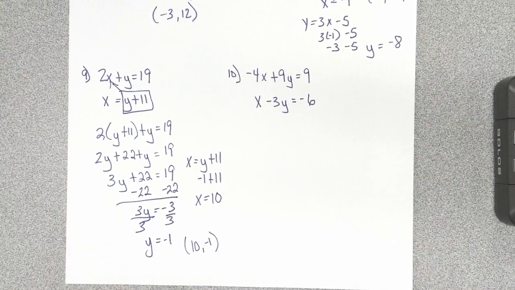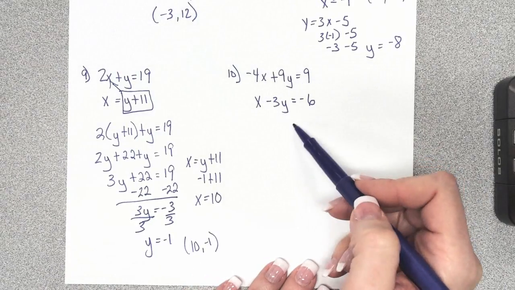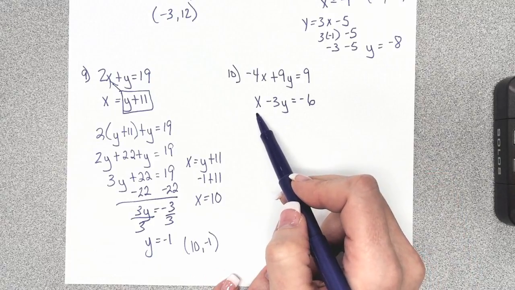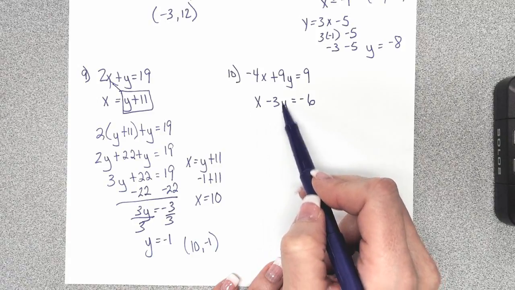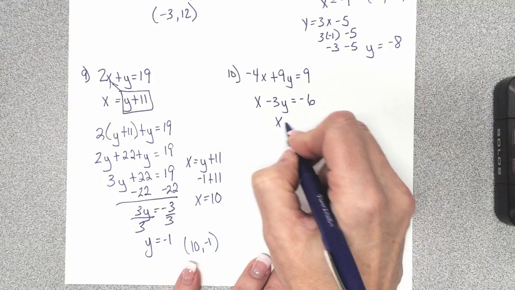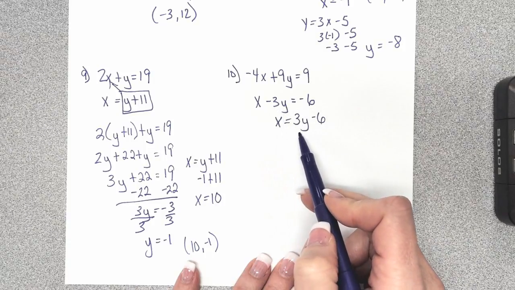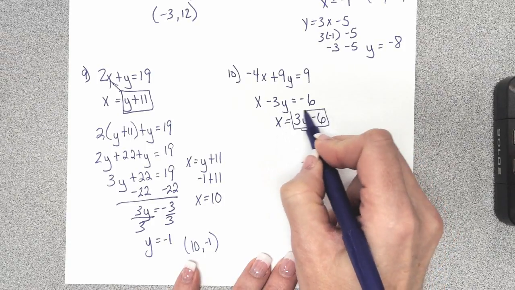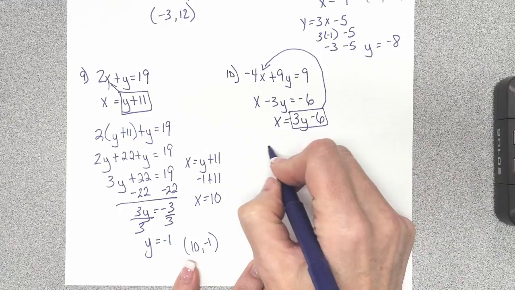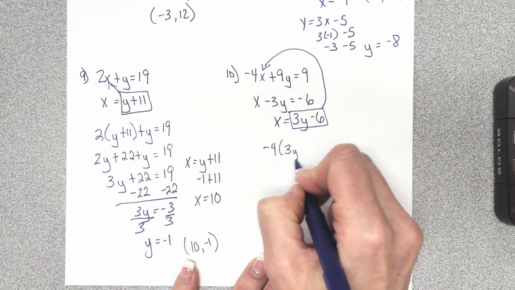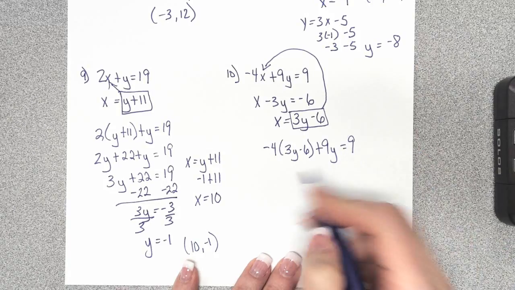All right, number 10 I pulled out for you. We need to solve one of these for either x or y. So let's solve this one for x because it doesn't have a coefficient larger than 1. All we've got to do is move the negative 3y to the other side. So it becomes x equals 3y minus 6. It was a negative. It changed to a positive. Now this is what I'm plugging in to the x spot. So I'm going to have negative 4 times 3y minus 6 plus 9y equals 9.